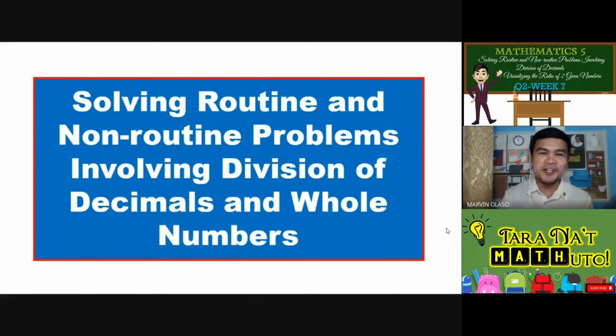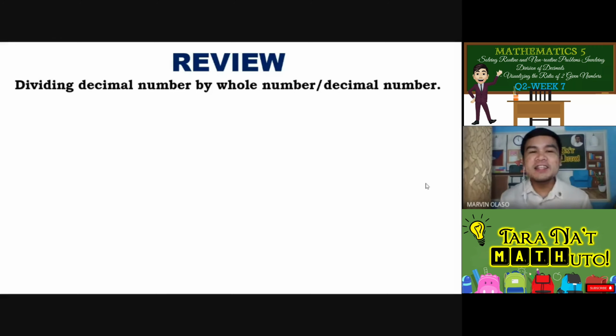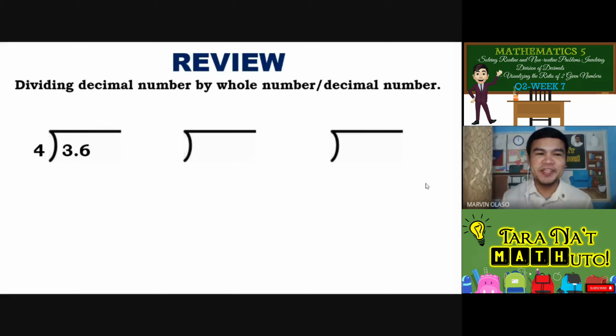But before that, let's have first a review on how to divide decimal number by whole number or another decimal number. I have here three numbers to answer. Okay? The first one we have 3 and 6 tenths divided by 4. We have 56 hundredths divided by 7. And 25 hundredths divided by 5 tenths.